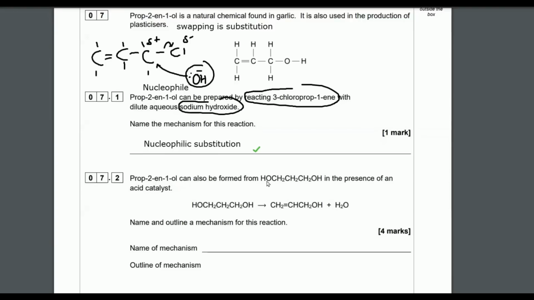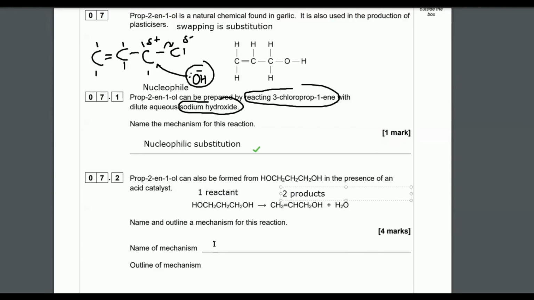Right. 7.2, prop-2-en-1-ol can also be formed from a diol in the presence of an acid catalyst. Name and outline a mechanism for this reaction using an acid catalyst with propane-1,3-diol.